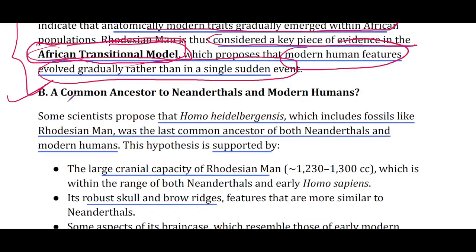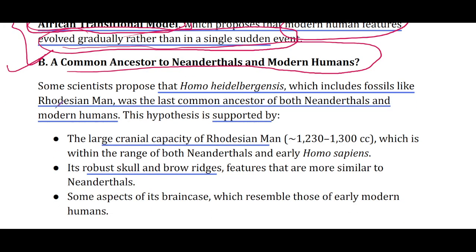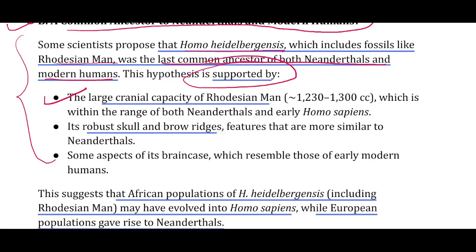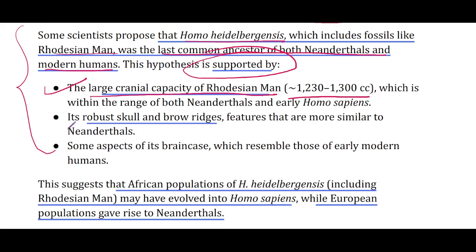Now, the next: a common ancestor to both Neanderthals and modern humans. Some scientists propose that Homo heidelbergensis, which includes fossils like Rhodesian man, was the last common ancestor of both Neanderthals and modern humans. This hypothesis is supported by, first, the large cranial capacity of Rhodesian man, around 1230 to 1300 cc, and its robust skull and brow ridges, features that are more similar to Neanderthals.